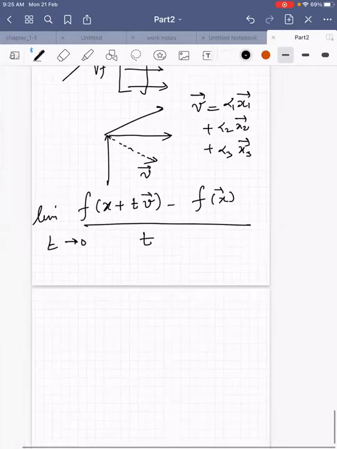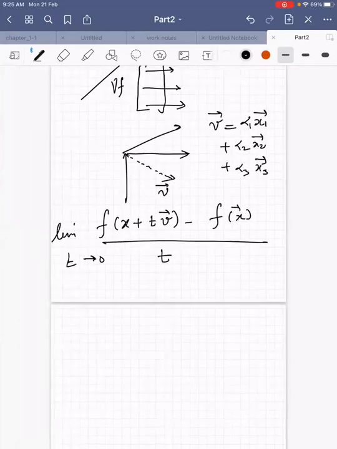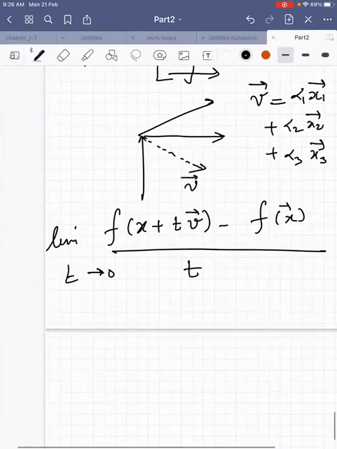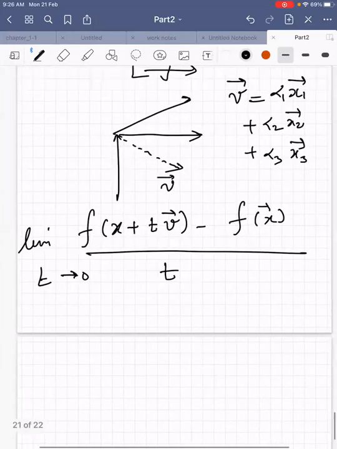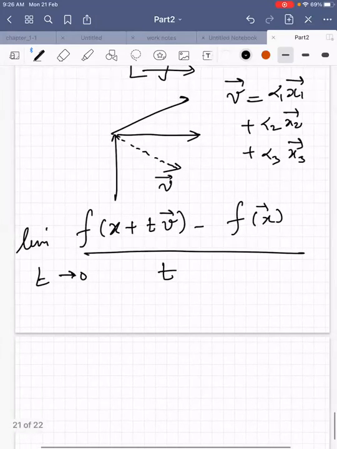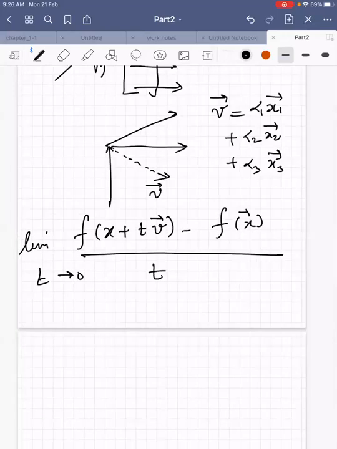So what did you understand? That the directional derivative is a scalar. It's not a vector. Okay. So, the key point is that you can measure the rate of change of function in any direction. Is that point clear? Yes, sir. Right? Okay. Thanks.